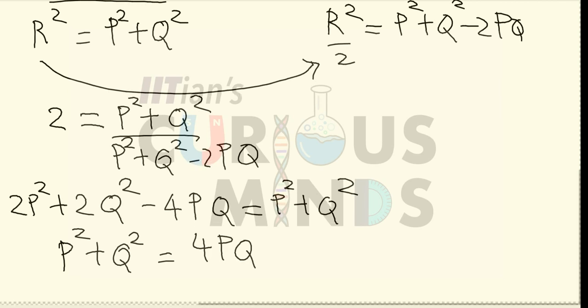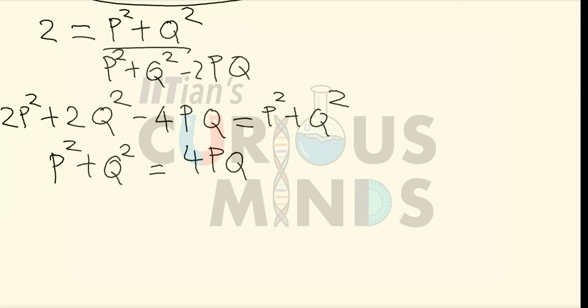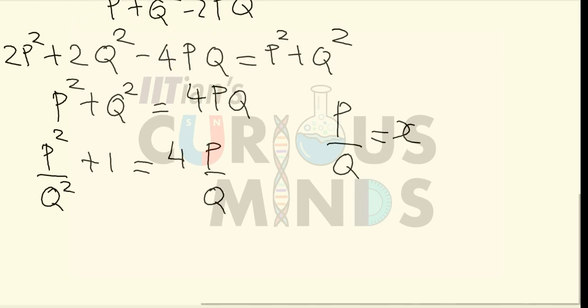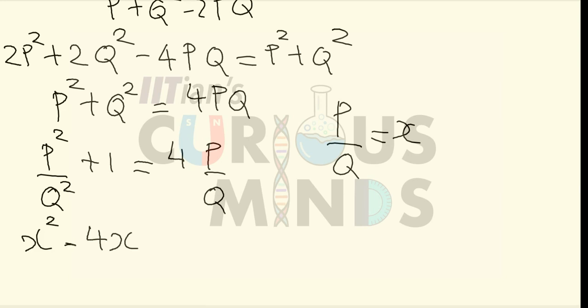Okay. Now I will divide the whole equation by Q square. On the left hand side, I will get P square by Q square plus 1 is equal to 4P divided by Q. I want to find out the ratio of P by Q. Let it be equal to X. Okay. Let it be equal to X. So X square minus 4X plus 1 will be equal to 0.